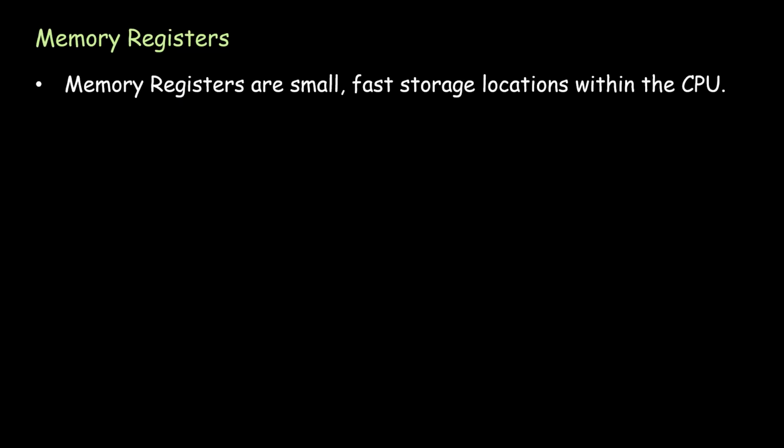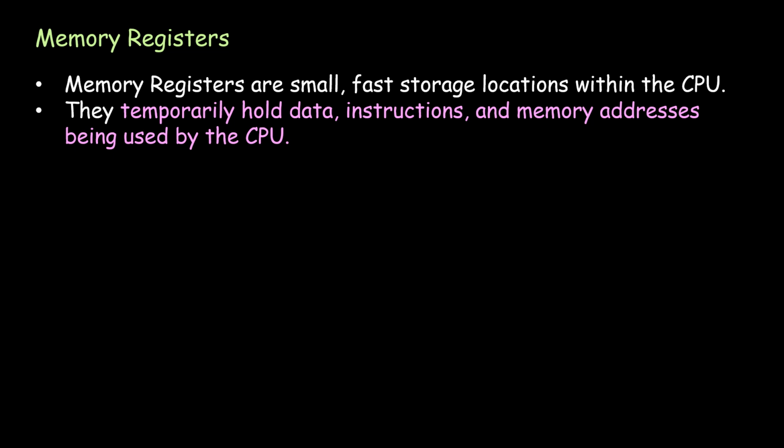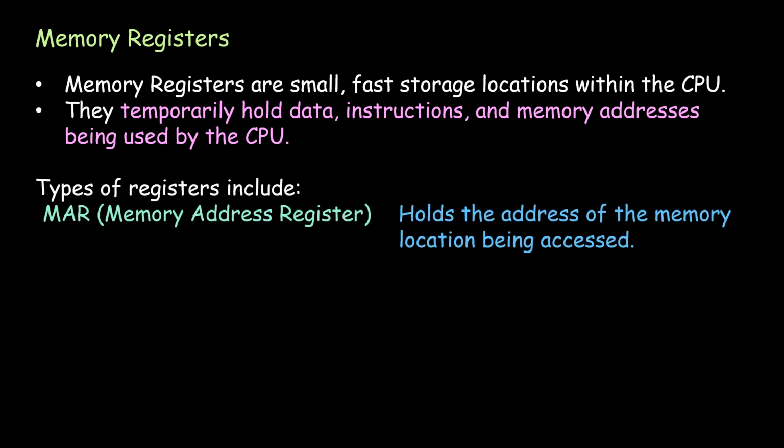Memory registers. Memory registers are small, fast storage areas inside the CPU that temporarily hold data, instructions, and memory addresses. These registers are essential because they allow the CPU to access information quickly. There are different types of registers, each with its own job. The first one is the MAR, the Memory Address Register, which holds the address of the memory location the CPU is trying to access. It is like the address of a house. It tells the CPU where to find the data it needs.